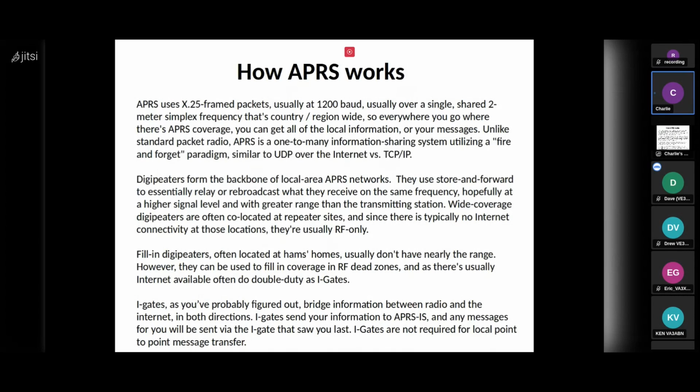APRS uses those X.25 frame packets at 1200 baud. The X.25 framing is built into the core of the device you're using typically, although there are some software applications that use their own implementation of it. And those messages are sent at 1200 baud over a single shared frequency. It's 2 meters typically, and typically simplex, and that frequency is used throughout a country or a region.